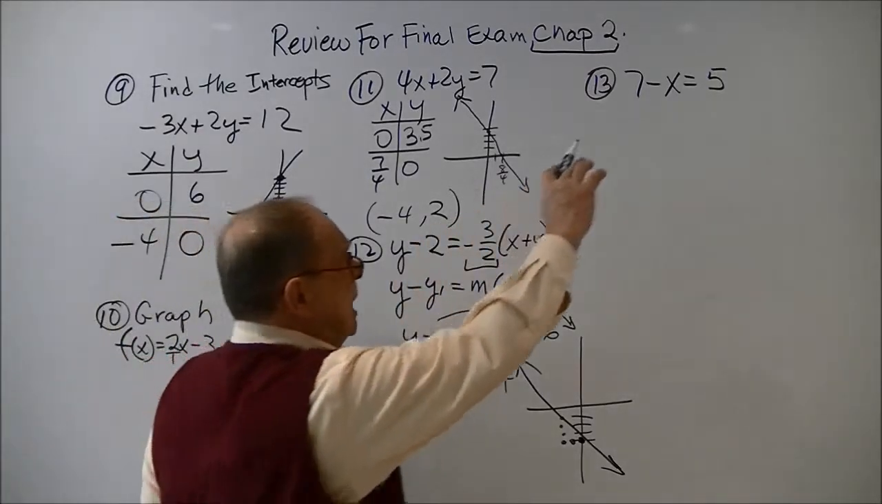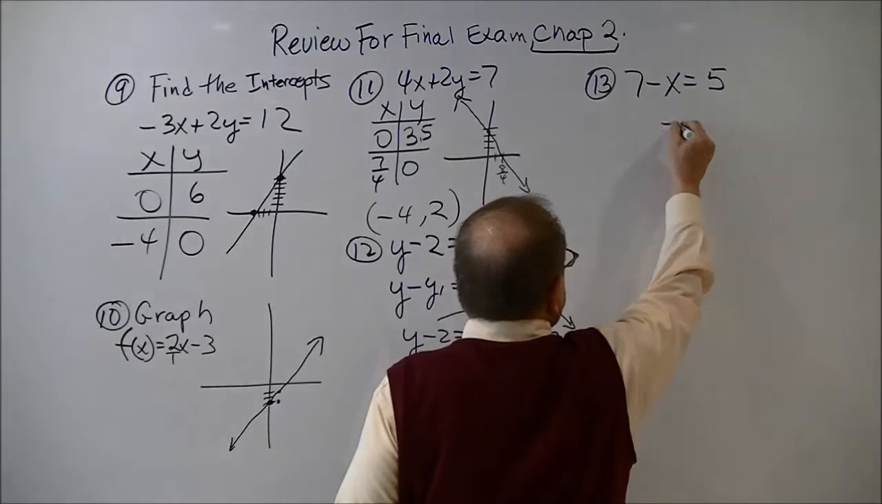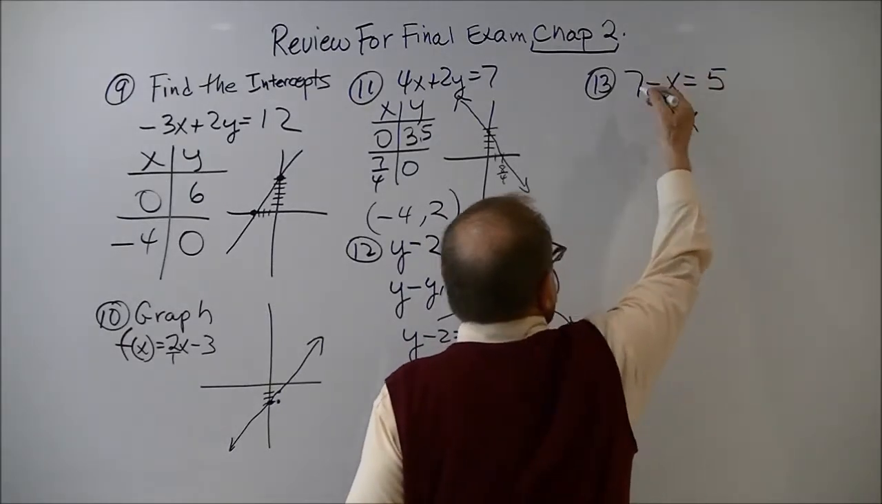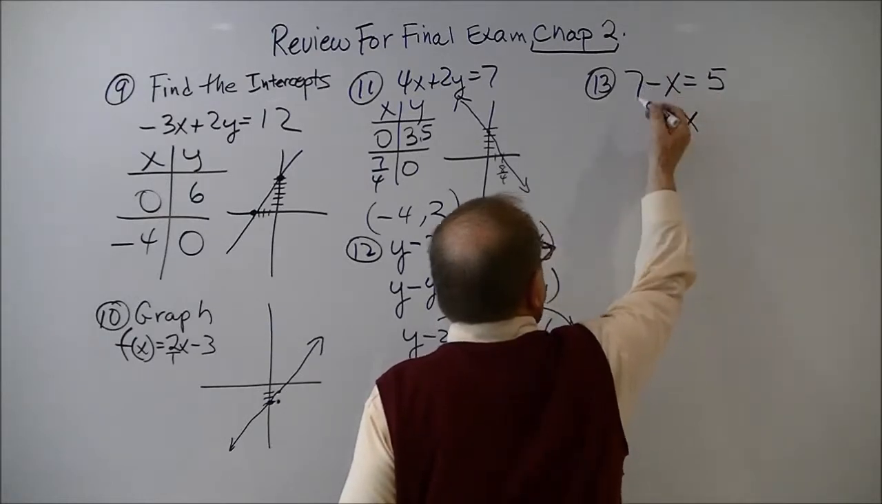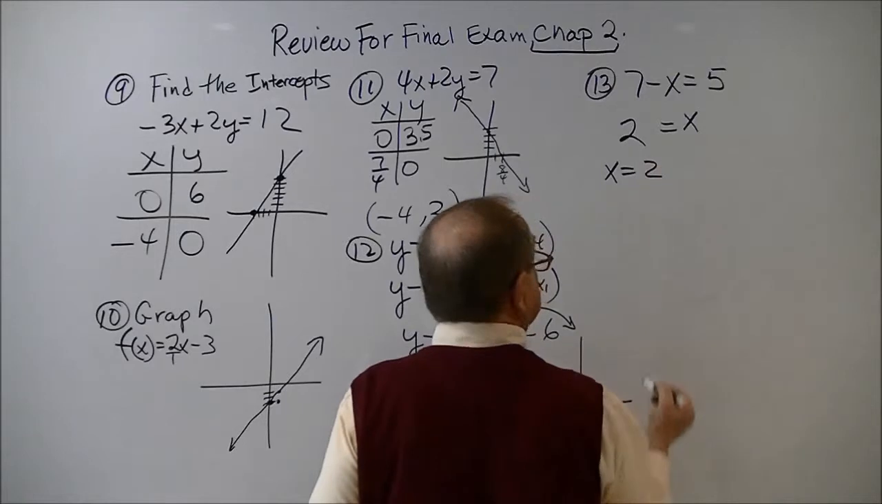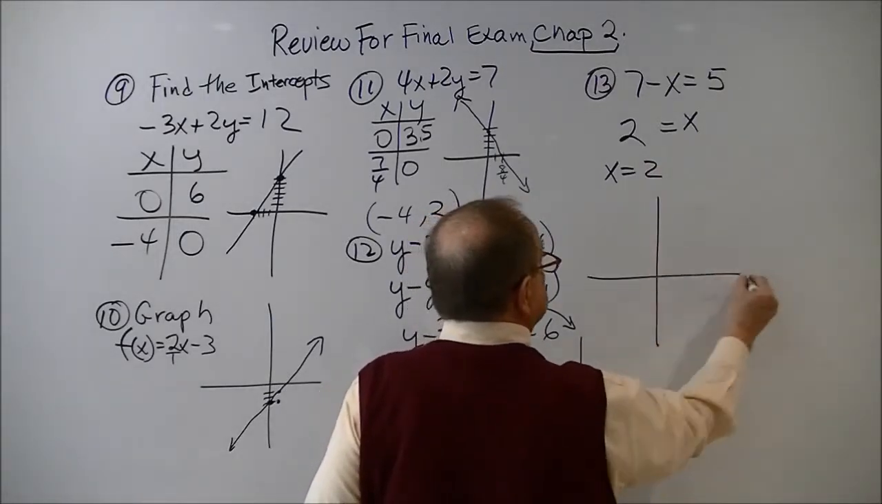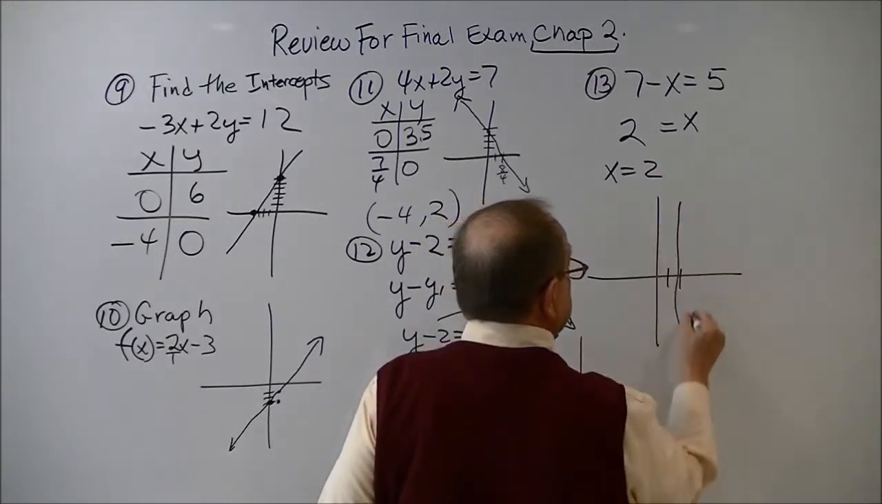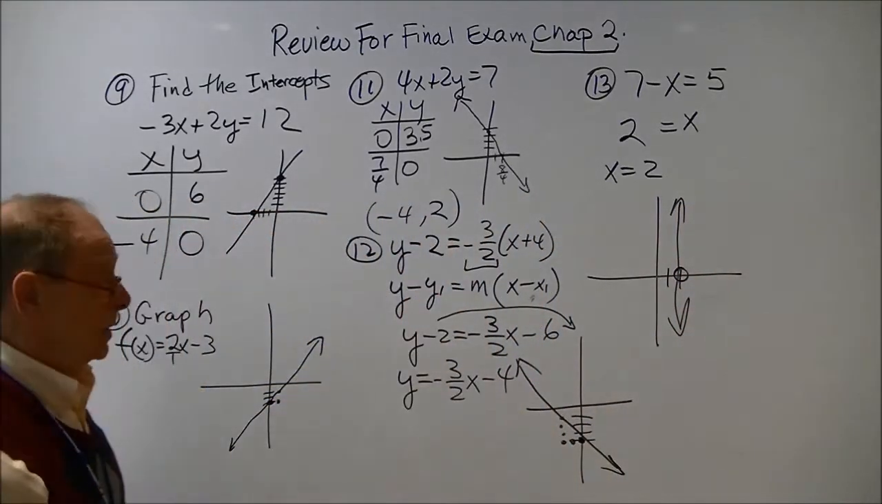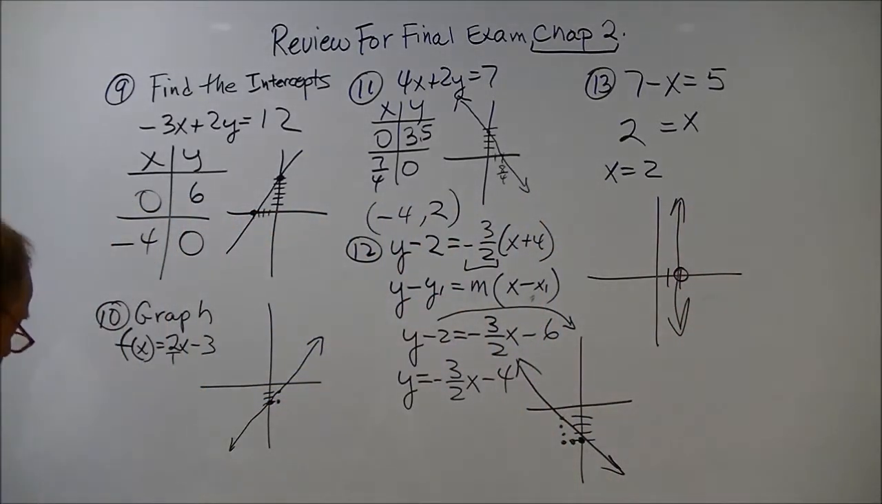Now they want us to graph this. So I want to get my x positive by putting it over there. Bring that over as a negative 5. This becomes a 2. So we get x equals 2. This happens to be a vertical line at 2. I was a little off there, but close enough.